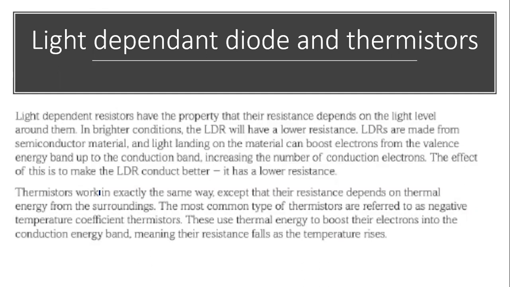Thermistors are also made up of semiconductors. A diode is made up of two semiconductors joined together with each other. A light dependent resistor and a thermistor are both generally made up of just one semiconductor material.